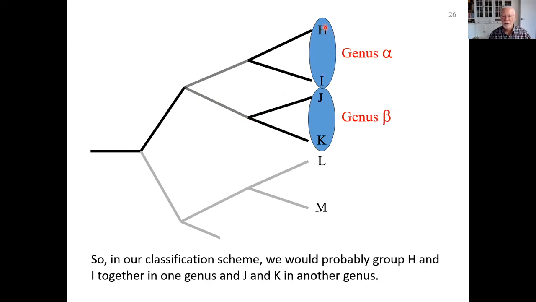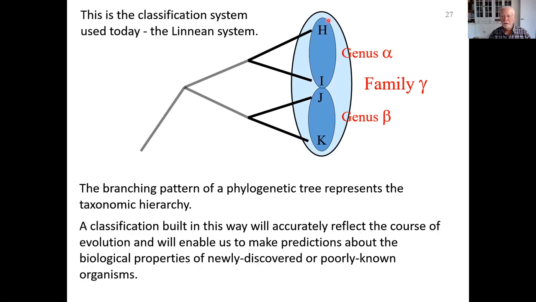So perhaps in a classification, we would like to put H and I into a single genus, genus Alpha. They had a most recent common ancestor, as do species J and K. Species are nested within genera, and genera, as in Alpha and Beta here, are nested within families. This classification system, which is what we use today, is the Linnaean system. And I'll say a little more about that later.